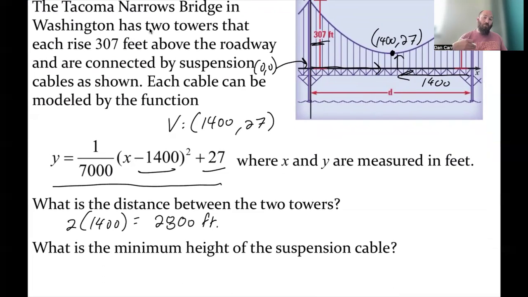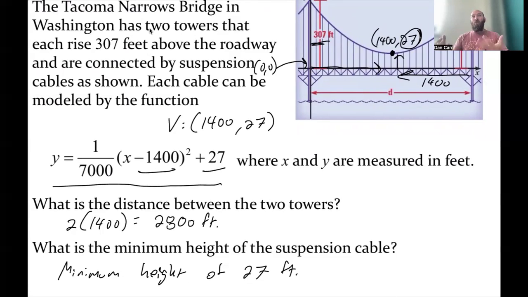Okay. What was the minimum height of the suspension cable? Again, the goal here is just to put our terminology of minimums and stuff into the context of this. The minimum is occurring at that vertex. The minimum is the y value. So I have a minimum height of 27 feet. Okay. And that's it. That's all we really need on that question. We don't need to go any further and say that's a minimum height of 27 feet at 1,400 feet towards the middle, but technically that's still accurate as well.